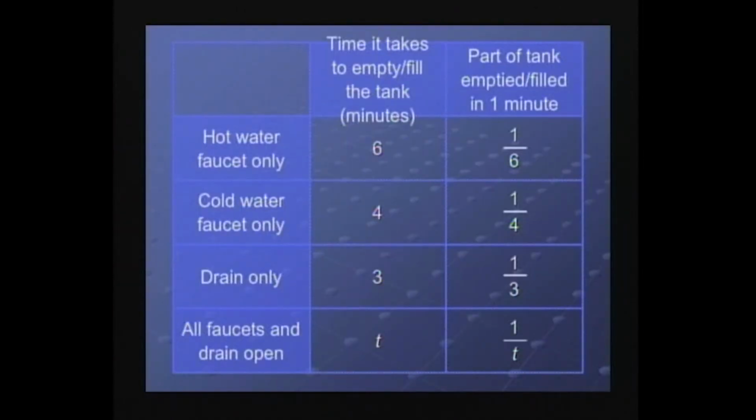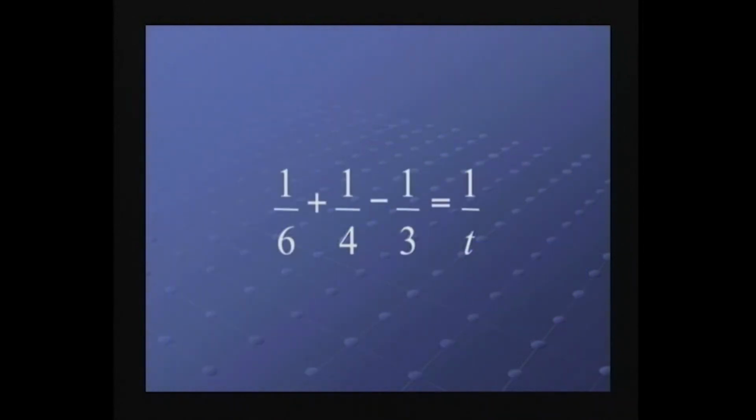In the previous problem, the sum of the rates of the 2 workers equals the rate if they work together. Should we add up the rates of the faucets and the drain? I don't think so. The faucets add water to the tank, and the drain subtracts water. I get it. The equation is 1/6 plus 1/4 minus 1/3 equals 1/T.